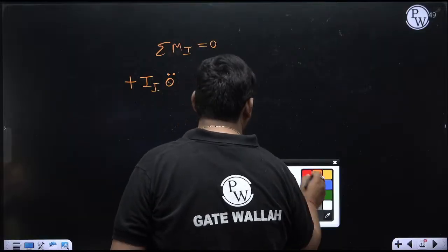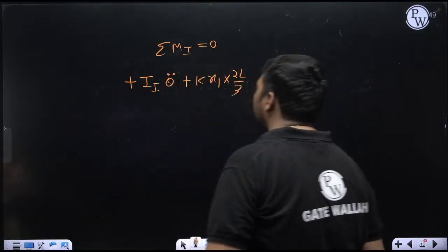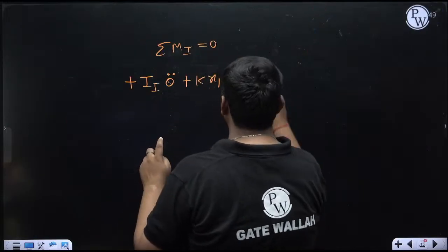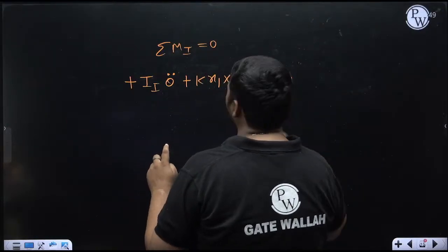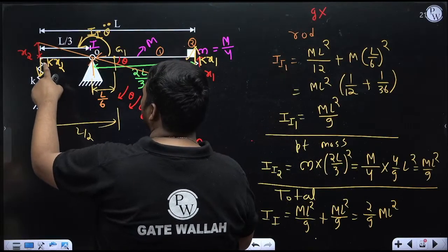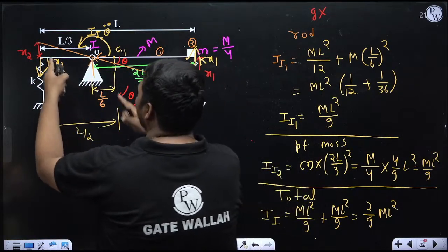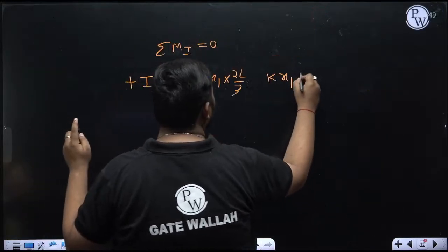So here plus will come. Clear? Very simple. Now the moment due to this force about the I center: this force is kx2. For its moment about the I center, find the perpendicular distance of this force from the I center. It is vertical, so the horizontal distance is L by 3.